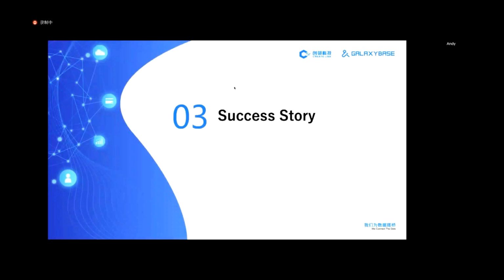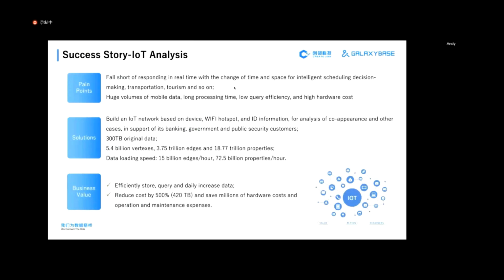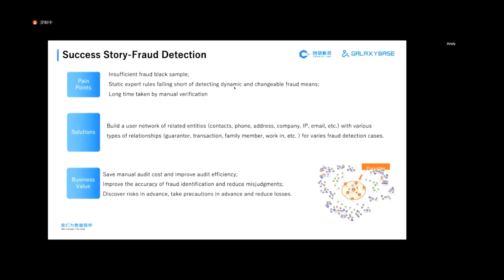I will do a very quick introduction. Firstly, in IoT, we built an IoT network based on device, Wi-Fi hotspot, and ID information for analysis of co-appearances and other cases in support of banking, government, and public security customers. With 300 terabytes of original data, 5.4 billion vertices, 3.7 trillion edges, and 18.77 trillion properties.